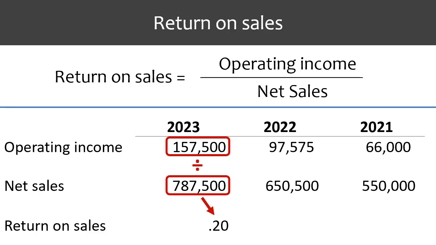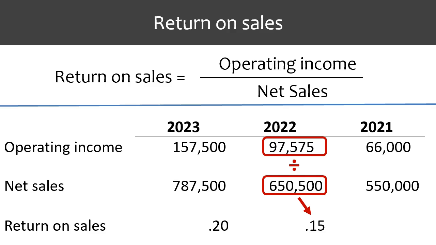For the most recent year, we would take the operating income of $157,500 and divide by the net sales of $787,500 to get a return on sales of 0.2 or 20%. That means for every dollar of sales revenue, the company generated a 20-cent profit.